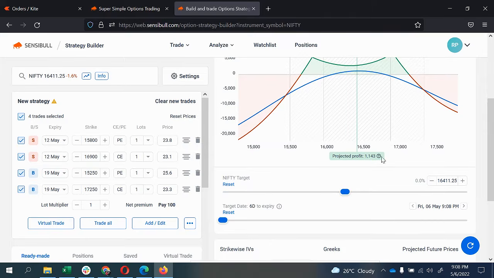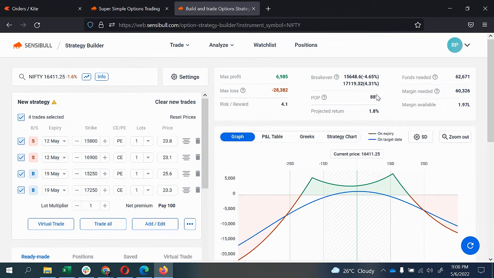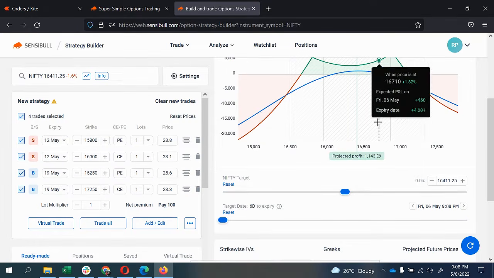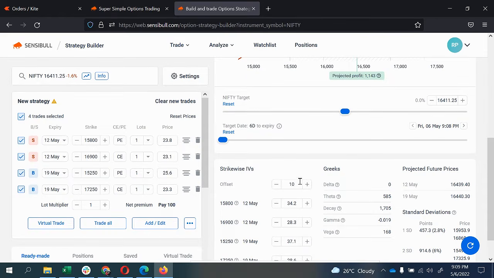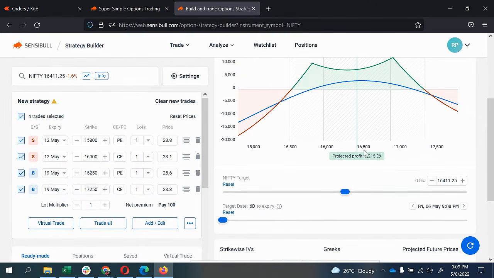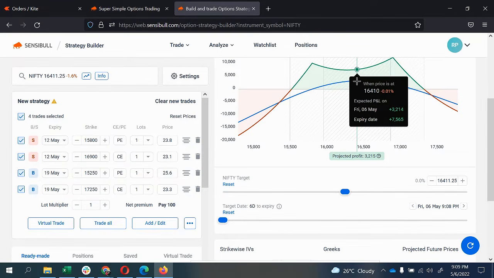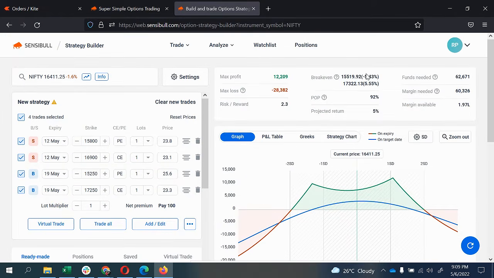Straight away you are into profit, and check your range. It has increased, like 4.65% and 4.31% with the rising VIX. Let's say you have 20% of rising VIX, you are into profit. The market is standing as it is. Check the range. The range has increased 5%, 5.5, 5.1.